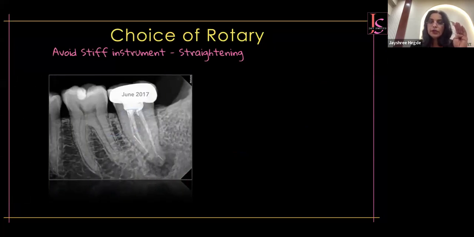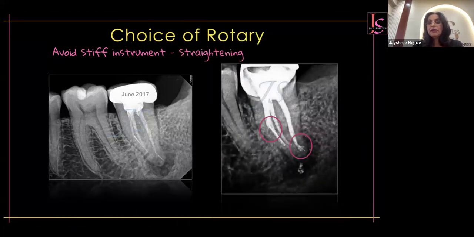Like you see over here, this is a patient who came in 2017 and you see broken instruments: one broken instrument at the curve, another broken instrument in the distal root, again at the curvature. So there is a cyclic fatigue failure over here. Now, if I'm trying to make an axis and I use a stiff instrument, I'm going to land up making it bigger and creating more ledge, like what you see here. So we tried to remove this instrument and I could not remove it. So I decided to obturate. I bypassed it and I obturated it.